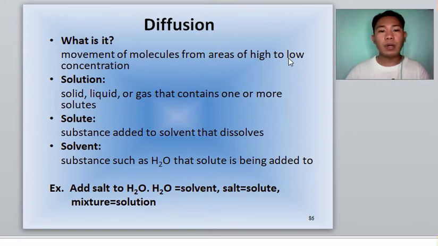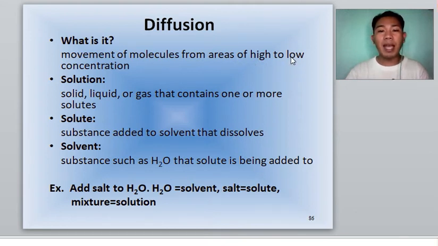Through diffusion, there is transport of smaller molecules and lipid-soluble molecules using the process of diffusion. So diffusion is a movement of molecules from areas of high to low concentration.